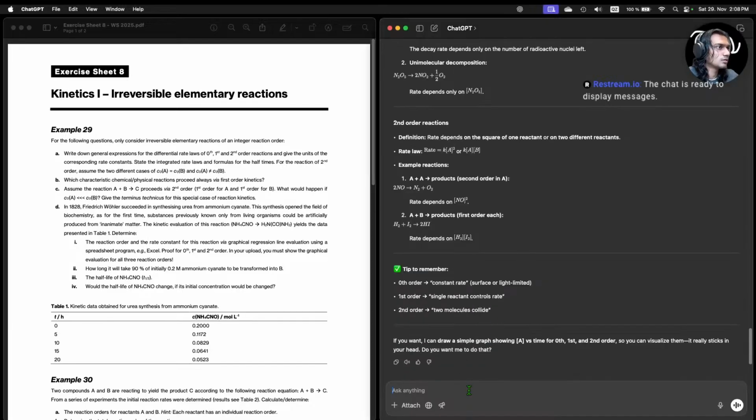So the zeroth, to happen, and the first and second, first order.